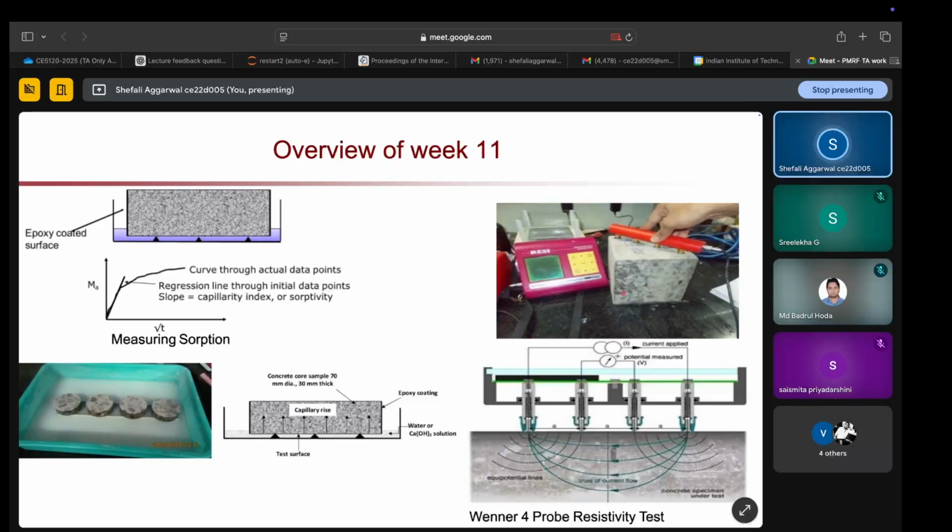One of the non-destructive tests which we do on the concrete system is the Wenner 4-probe resistivity test. In this case, we have a Wenner 4-probe where the outer probes have current applied, and from the inner two probes we measure the potential value. From this you will get the resistivity value of your concrete system. Higher resistivity means there are low chances of any ions penetrating through it. So higher resistivity means a good quality of concrete.